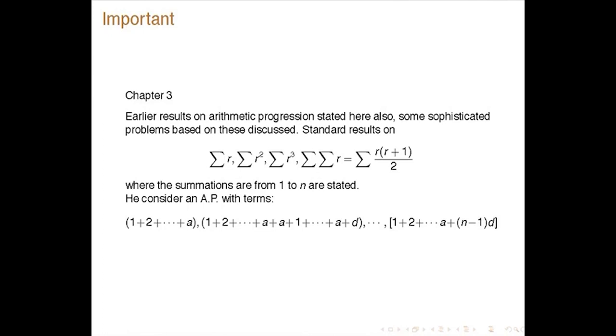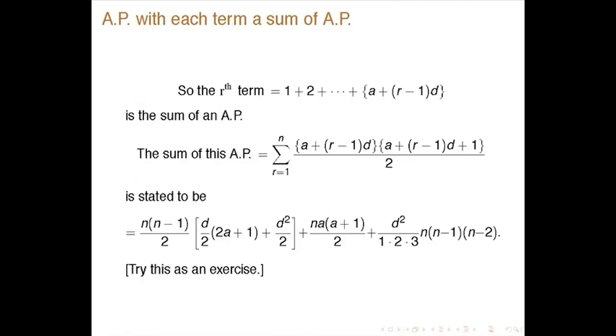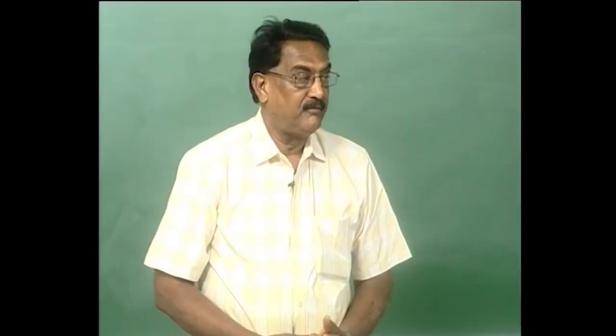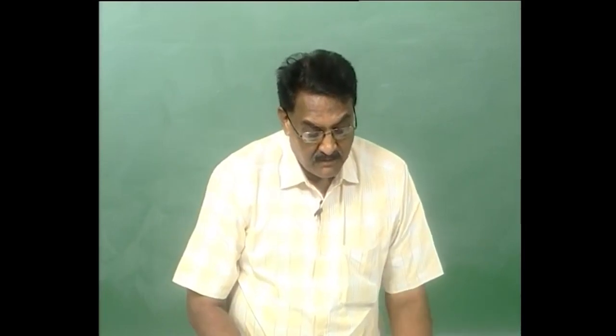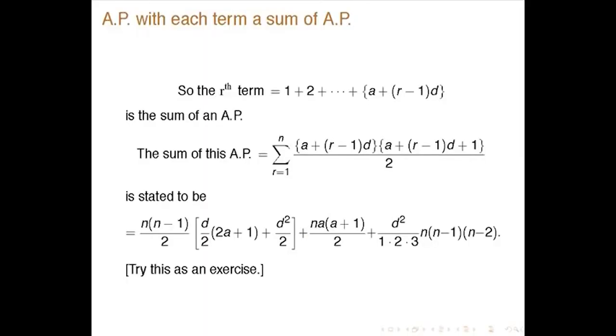So, now we consider an arithmetic progression with these terms, that is, each term is a sum of an arithmetic series. Okay. So, the rth term will be 1 plus 2 etcetera, a plus r minus 1 into d. So, the sum of this arithmetic progression, you have to sum over r equal to 1 to n. So, then you will get like this. And he gives a slightly more general kind of thing. From the sums of integers, you are going to the arithmetic progression. I have not given the Sanskrit first, does not matter.